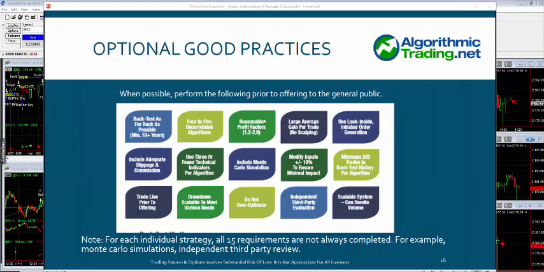So now I'm going to be talking about some optional good practices that we use. This is just a graphic showing some of the design criteria that we use. When you put together a trading strategy, the biggest risk is that it's over-optimized.